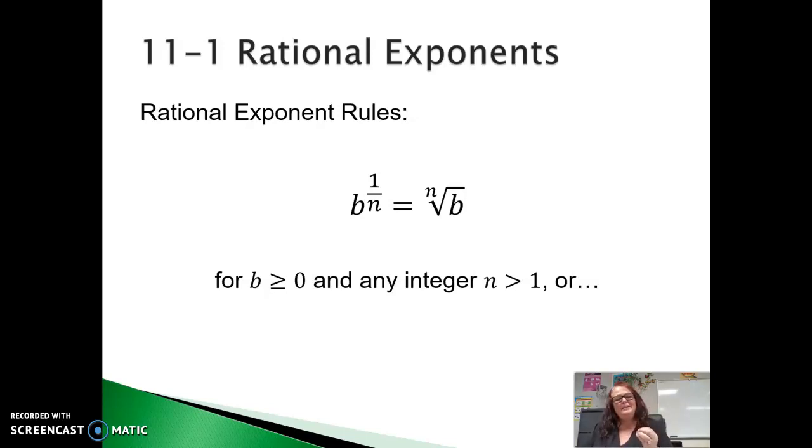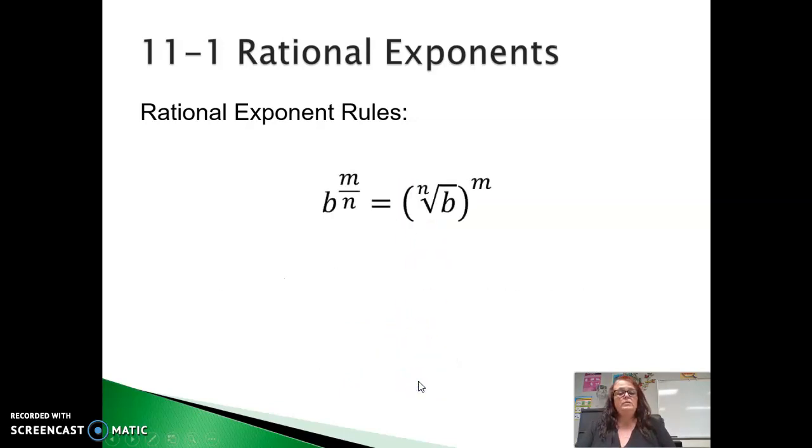We want b to be greater than or equal to 0 and any integer n greater than 1, or b can be less than 0 only if n is odd. So what that means is if I'm taking the even root of a number, I always have to be taking an even root of a positive number. But if I'm taking an odd root of a number, it doesn't matter if it's positive or negative. That's what that stands for.